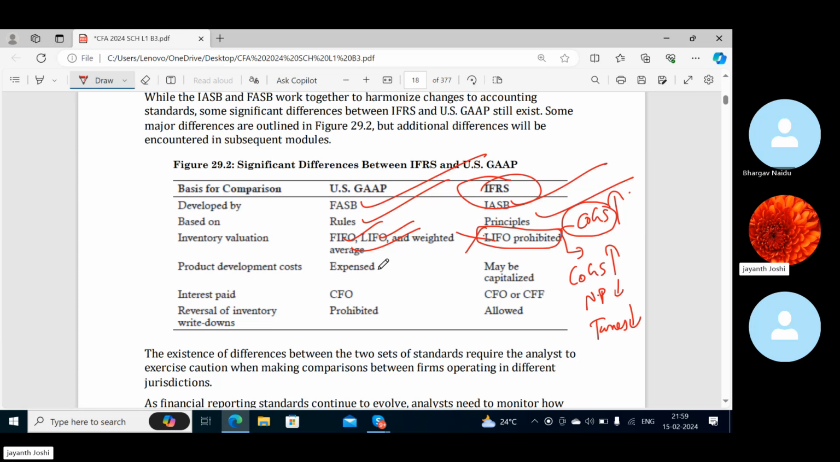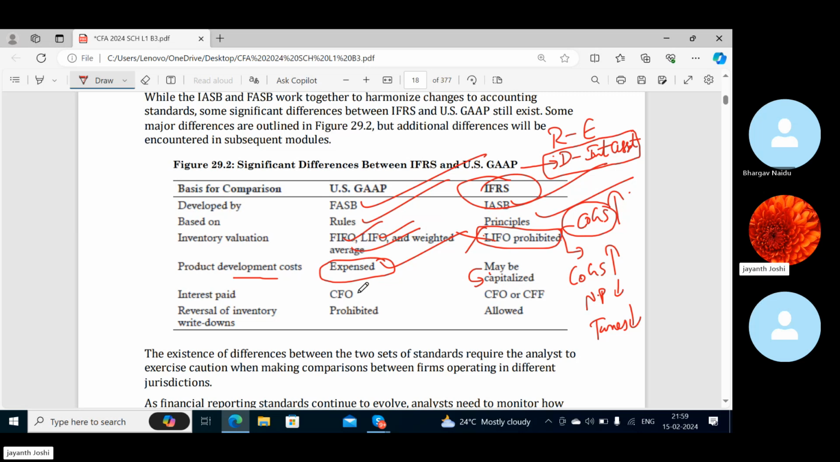Product development cost: here development cost is expensed, there it is capitalized at times. To capitalize development cost, that means research and development cost they are speaking about. As per IFRS, research is an expense and development is an intangible asset, or should be capitalized. Why? Because if this can give economic benefits in the future, then that matches the definition of an asset, hence it can be shown as an asset. Here it is very clear, rule based system, they always want this to be expensed.